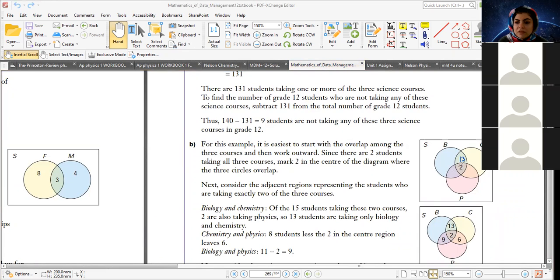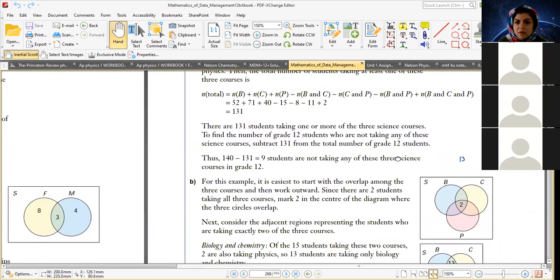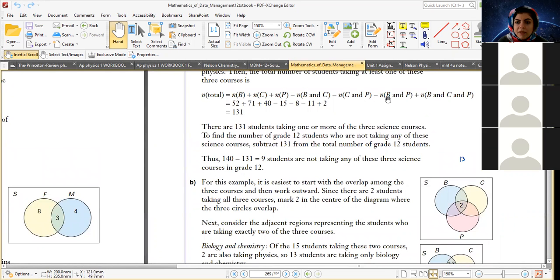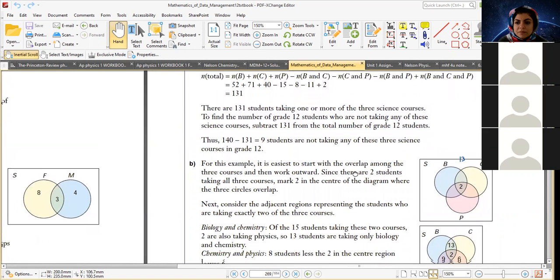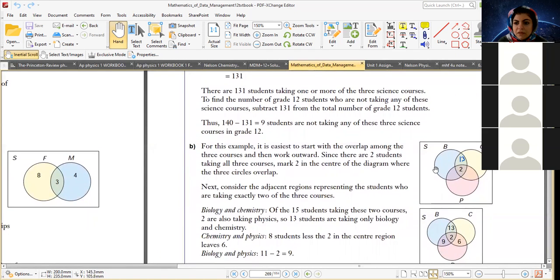Now I'm looking at this area that overlaps between the bio and physics. How many students doing bio and physics together? Let me just check. Bio and physics, there are 11 people. Here, this overlap is 11. So 11 minus 2 is what? 11 minus 2 is 9.